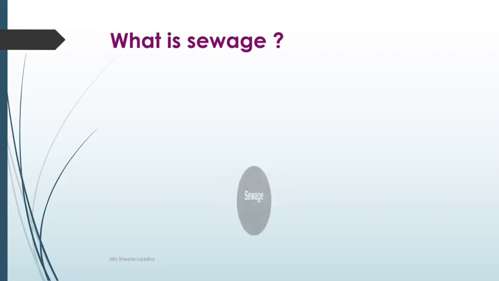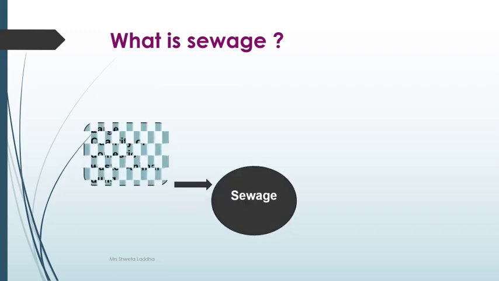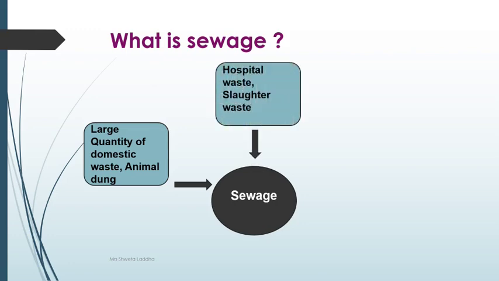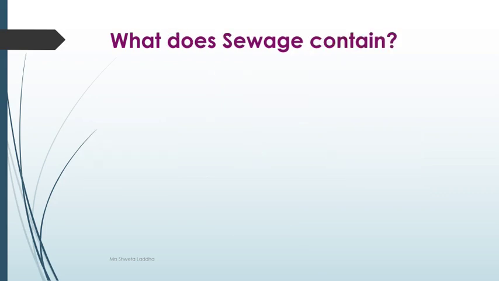What is sewage? We can say that sewage is a large quantity of domestic waste, animal waste such as dung, hospital waste, slaughterhouse waste, or even industrial waste which may be dumped into local water bodies. All this constitutes the sewage.